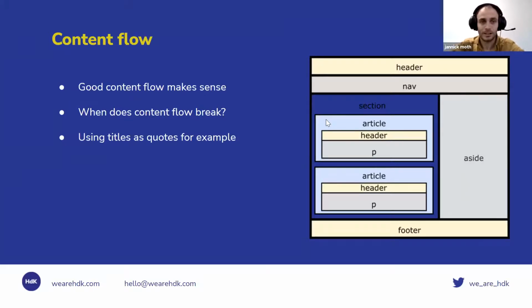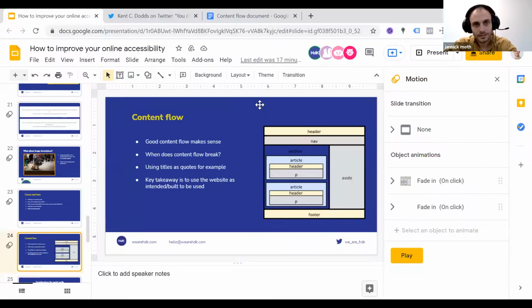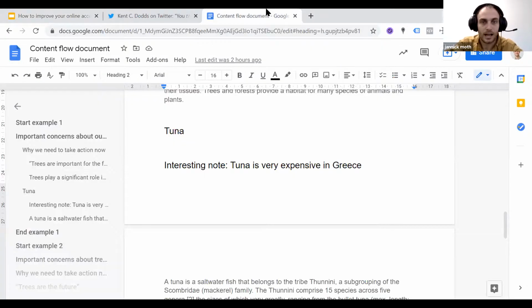But where I see content flow break is when a website is used not as intended. For example, using a title as a quote. The reason that would happen is because you would want big text. I'm just going to show this example here. Just going to wait for the thing to pop away. There we go.